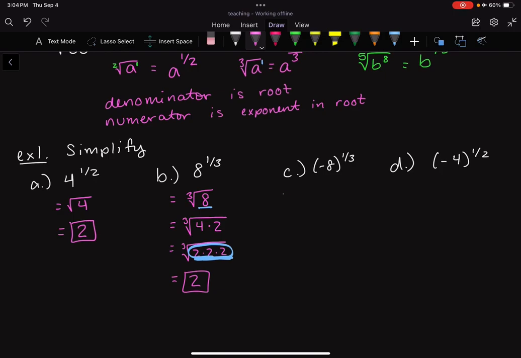Now coming over to -8 to the 1/3, so that's the cubed root of -8. So this one we're looking for something that we'd multiply by itself 3 times to get -8. And in this case, it would just be -2.